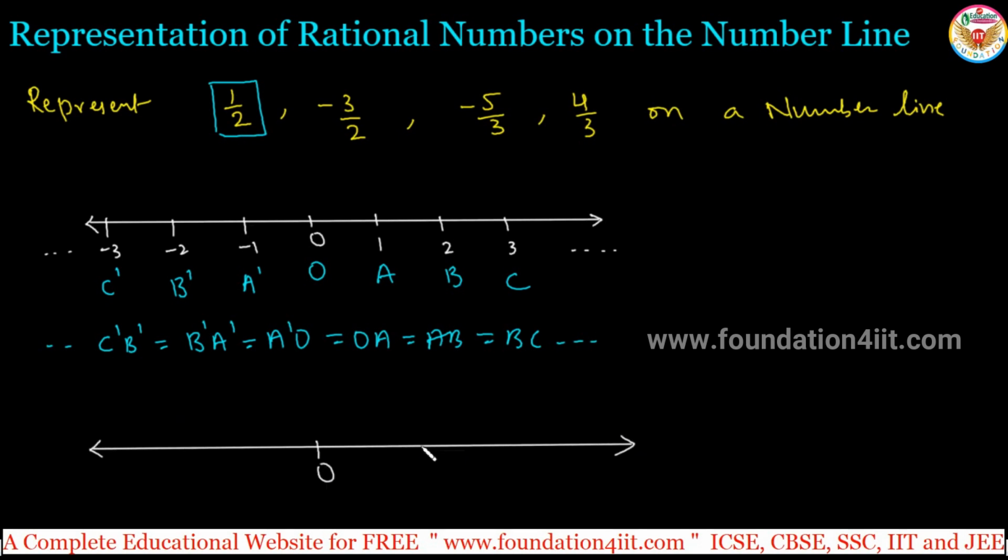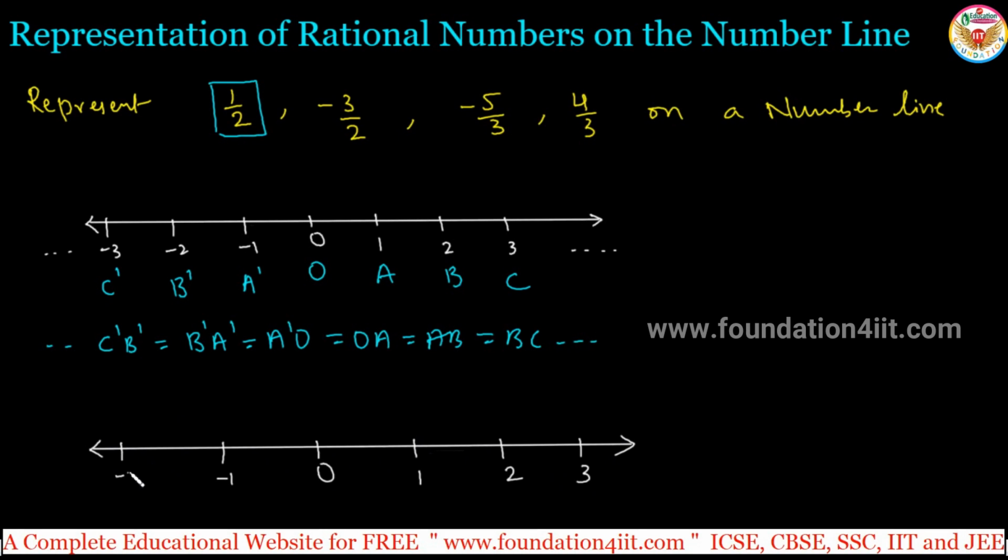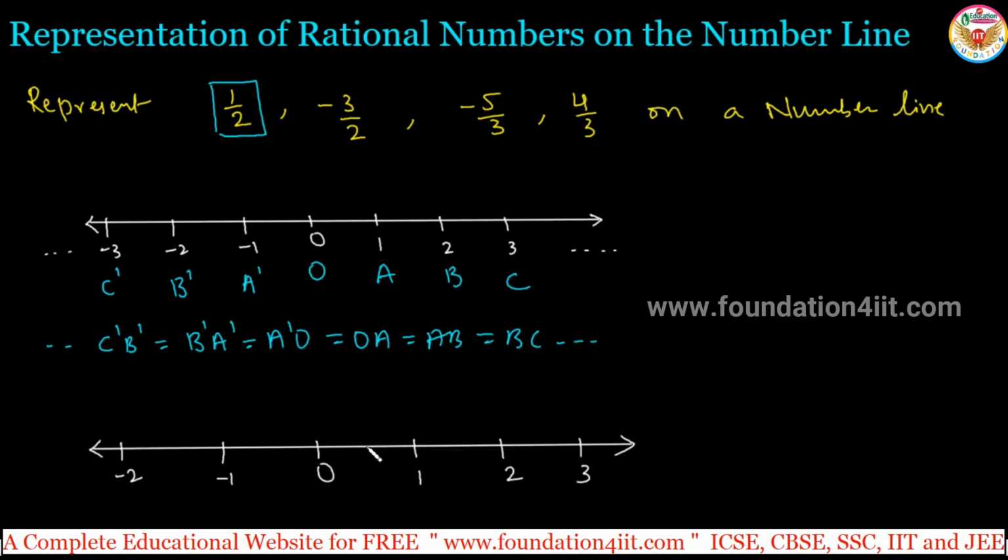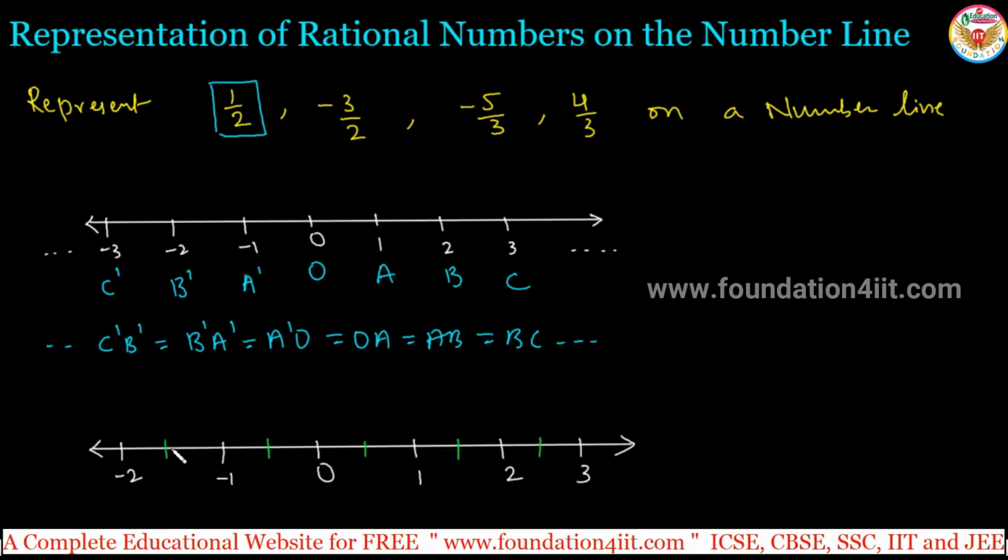Center is 0 and it says 1, 2, 3. Maintain the same distance by using the scale. So to represent 1 by 2 minus 3 by 2, first 1 by 2. Denominator is 2, right? Because the denominator is 2, between 0 to 1 we have to make two parts. So this is 1, 2 parts. Again here, between every number make two equal parts.